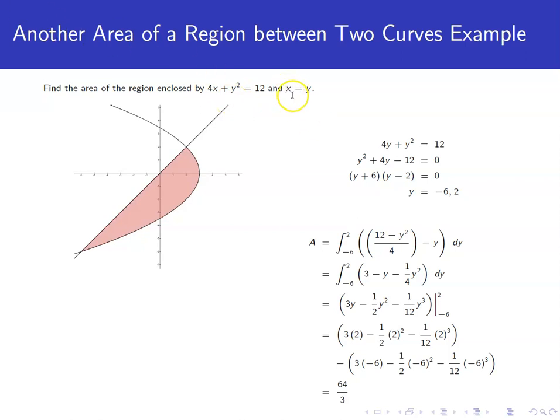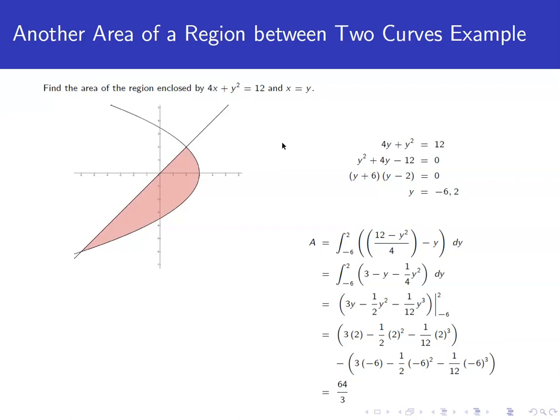Since we're looking for this to be on the curve x equals y and 4x plus y squared equals 12 at the same time, we can just substitute y for the x and solve for y. So we're solving this by substitution. Moving everything all to one side, we get y squared plus 4y minus 12 equals 0. Factor that and figure out that our y coordinates of the points of intersection are -6 and 2.